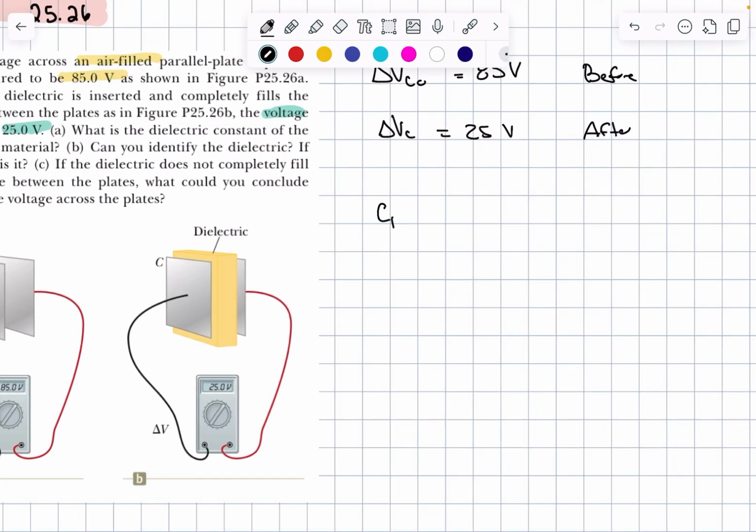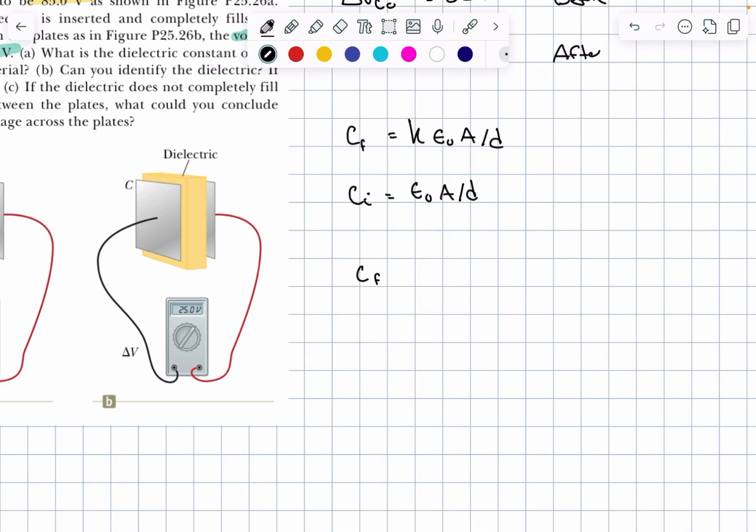Well, we know that the final capacitance is equal to K epsilon naught A divided by D. And we know that the initial capacitance is equal to epsilon naught A divided by D. So the only difference here is this has a K and this doesn't have a K, right? So then we can say that CF divided by CI is equal to K epsilon naught A divided by D, divided by epsilon naught A divided by D. And we see that everything cancels out except for the K.